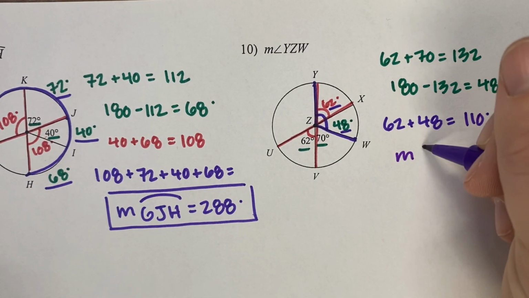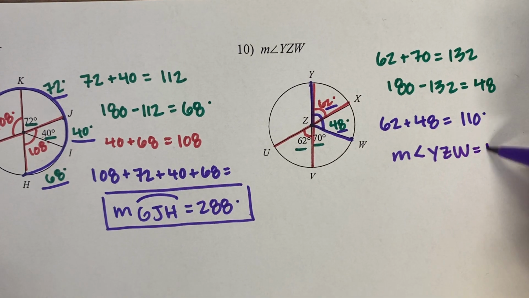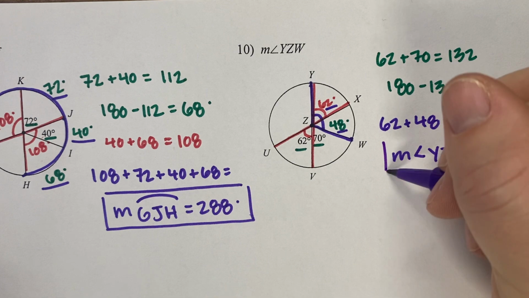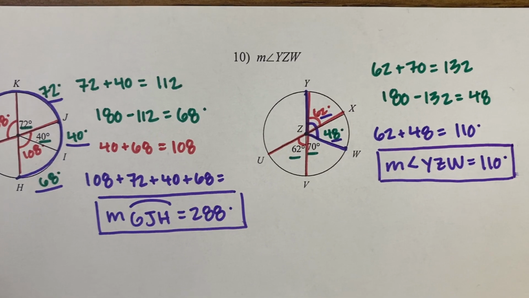So we know that the measure of angle YZW is 110 degrees. And there we go. Those are your notes.